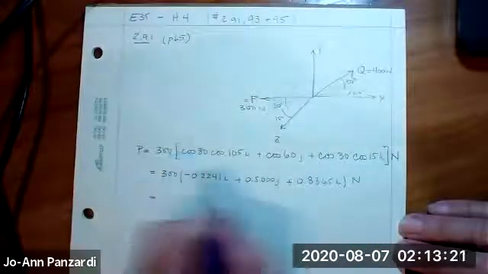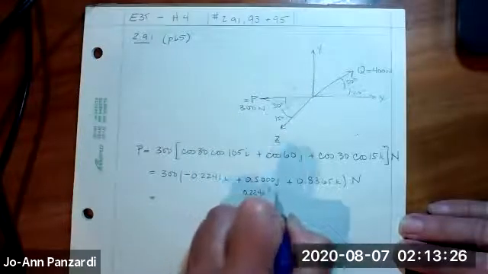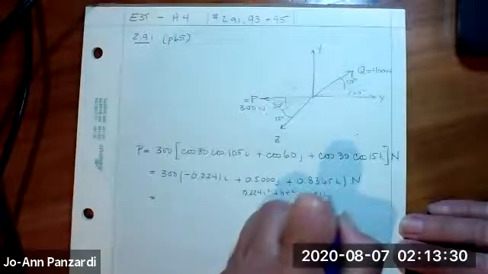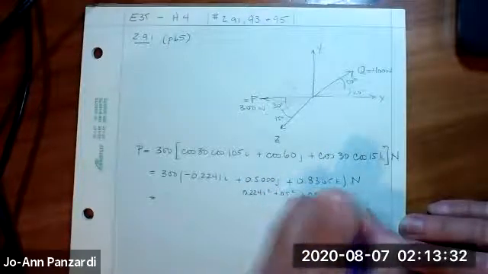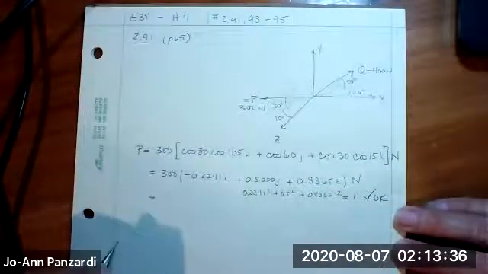And while I'm doing that, I might as well do the check here. 0.2241 squared plus 0.5 squared plus 0.8365 squared equals 1, and I check that out. Always make sure you actually do the check.